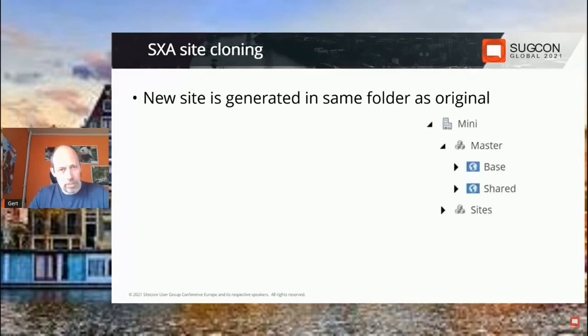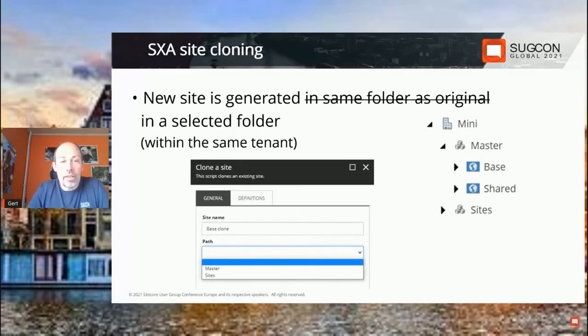Remember this picture, that's a structure that we created. So we have a master folder with our base site. And it's this base site, our master site, that we will start cloning from. But that means that the new site normally would get in our master folder. And that's not what we want. We want it in the sites folder, or actually then in any folder on that level, within the same tenant, of course. So let's try to do this.